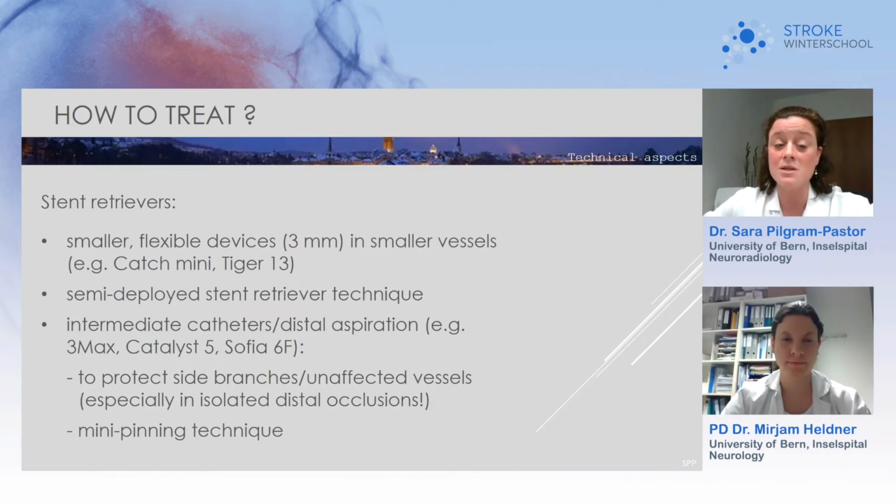This distal aspiration protects side branches and unaffected vessels, especially in isolated distal occlusions. So if you play ping pong with a thrombus, it's not always a good thing to do, right? You should try to get it out in one go and not even play ping pong with it. The mini pinning technique is also called the mini pinching technique or pinching technique. That just means that you grip the thrombus inside. So you take the thrombus inside of it and then you grip it. You really tighten it, fastening it to your microcatheter.